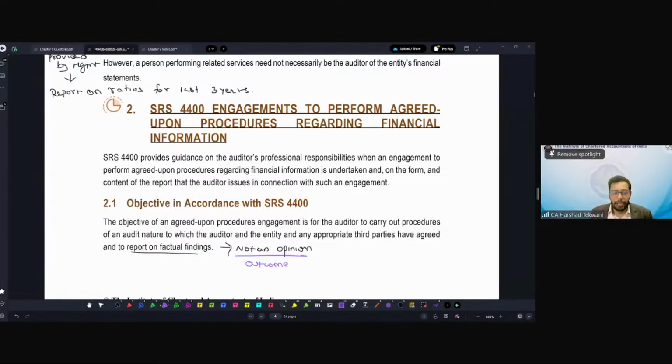See, Mansha, basically we have to use the term practitioner in case of SRS 4400, not the auditor. We are not auditing an engagement. That's why we have to use the terminology practitioner instead of auditor. You will see that we sometimes use the terms practitioner and auditor interchangeably, but usually it is not the auditor, it is the practitioner here.